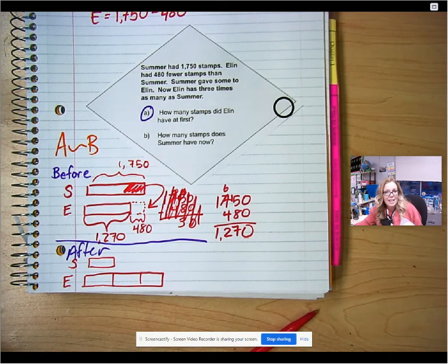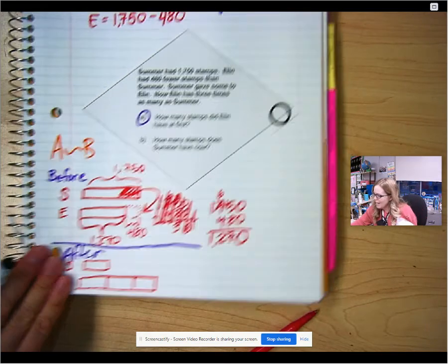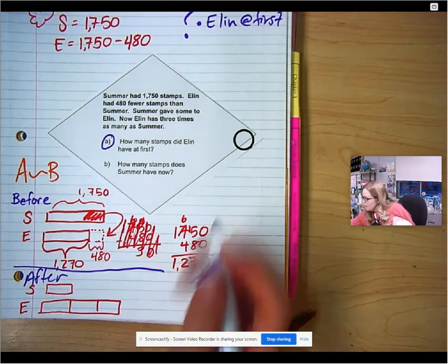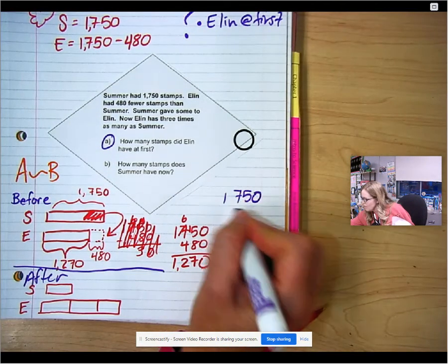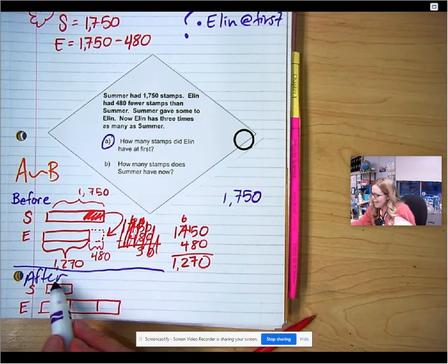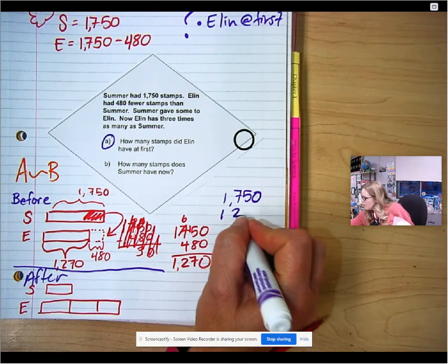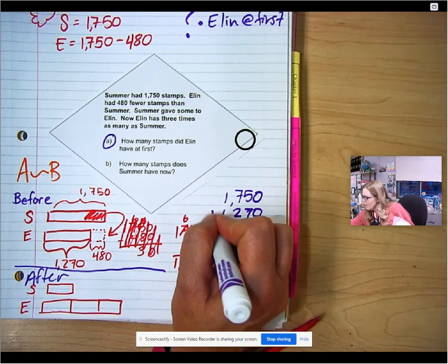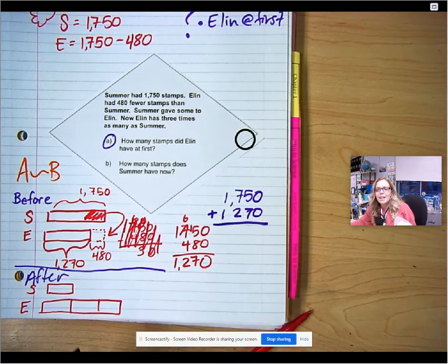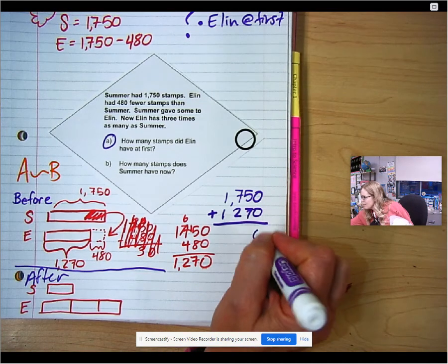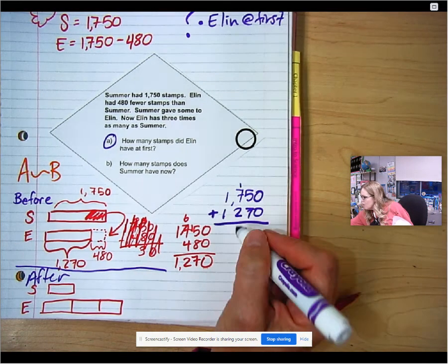Now, here's the thing. Have their totals changed? No, they're just sharing and swapping amounts. So if we go back to what they had in the beginning, Summer had 1,750, and Elin had 1,270, then we can add those together and find out how many total stamps they started with. So let's do that. It gives us 3,020.